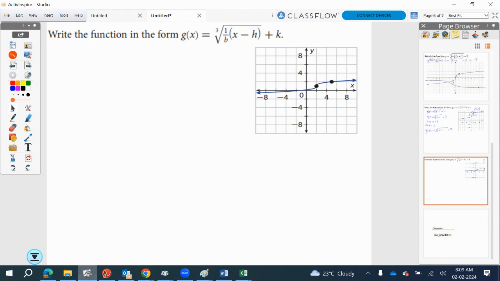So, what is the coordinate of our symmetry point this time? 2, 1. Let me write on the graph at this point here is 2, 1. So g of x is equal to the cube root of 1 over b times (x minus 2), plus 1. What is the coordinate of this lovely little point? 5, 2. I'll go for that.